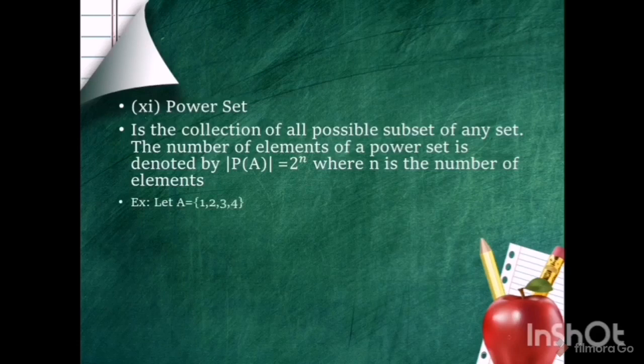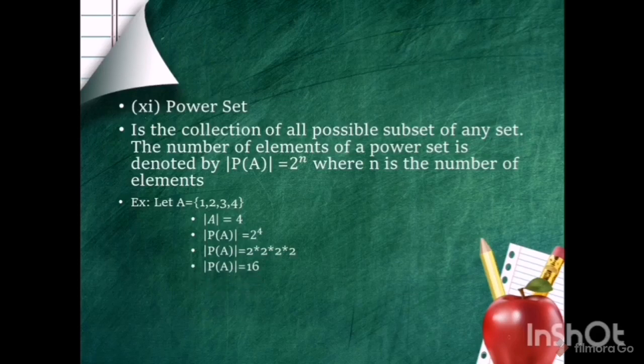So let's have the example. Let set A be equal to {1, 2, 3, 4}. Now class, how many elements are there in set A? Okay, very good. There are 4 elements. So we use the formula P(A) is equal to 2 raised to n. We just substitute n with 4. So it will become P(A) is equal to 2 raised to 4. So P(A) is equal to 2 times 2 times 2 times 2. Now what is 2 raised to 4? Okay, very good. It is 16.